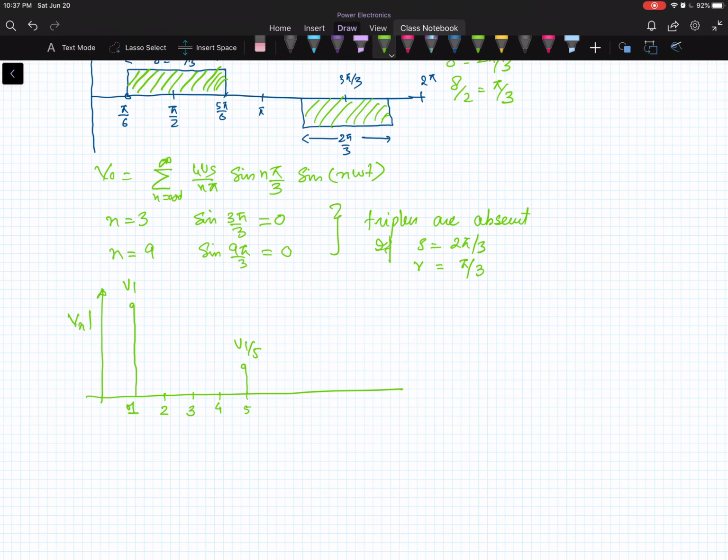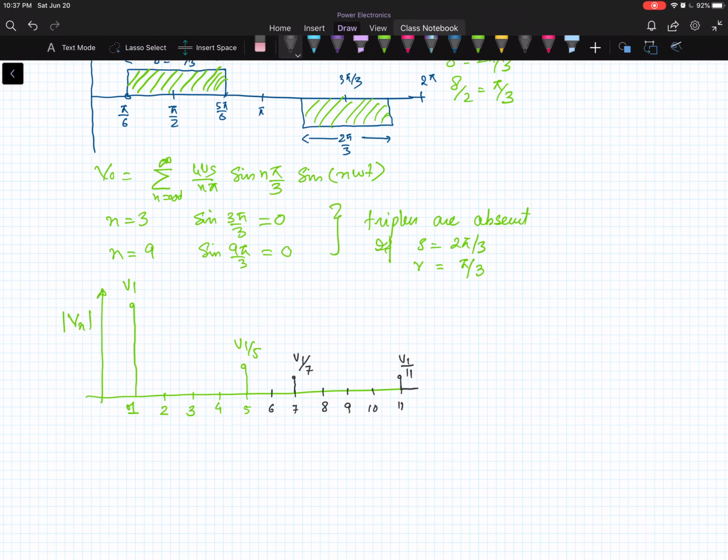So here I am plotting Vn, the absolute value of that. The sixth harmonic will be absent, the seventh harmonic will exist with magnitude V1 by 7, then the eighth harmonic will be absent, the ninth will be absent because it is a multiple of 3, the 10th will be absent because it's even, and the 11th harmonic will be there, so V1 by 11. So this is the spectrum of this quasi square waveform.